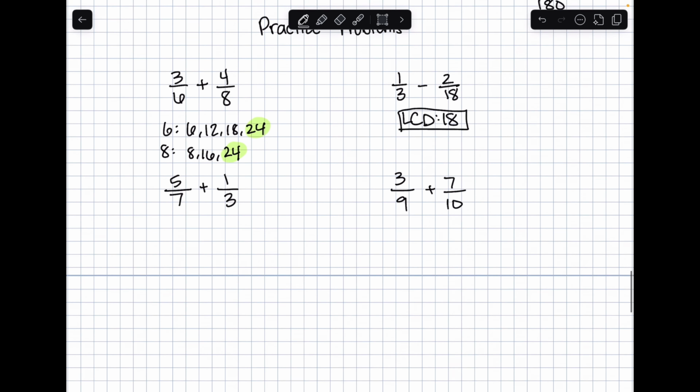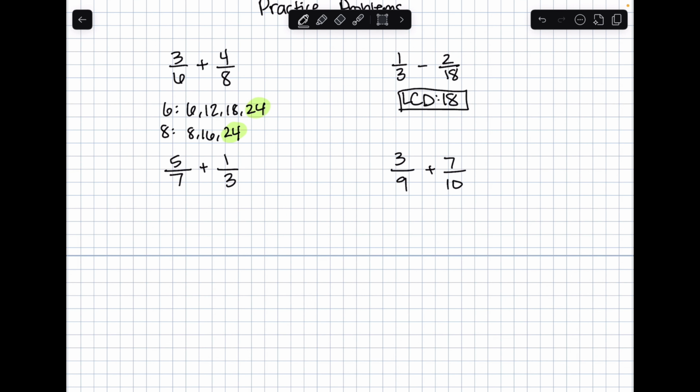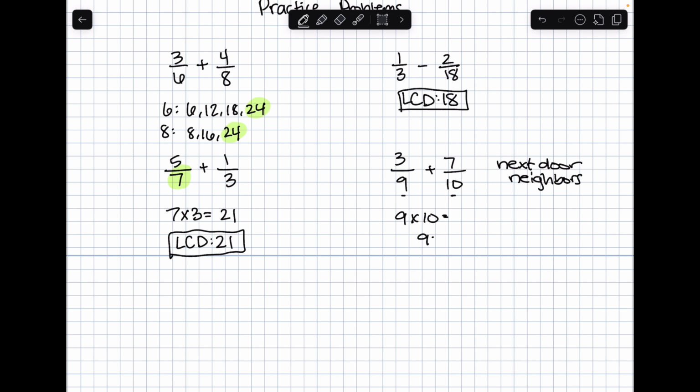All right, we've got 2 more. We have 3 and 7. I know that 7 is a prime number, so 3 and 7 are not going to share any common factors, so I will just need to multiply these together to get my LCD. And my last one, 9 and 10 are next door neighbors, so I know that I'm just going to need to multiply those together to get my LCD. 9 times 10 is 90, so my LCD is 90.